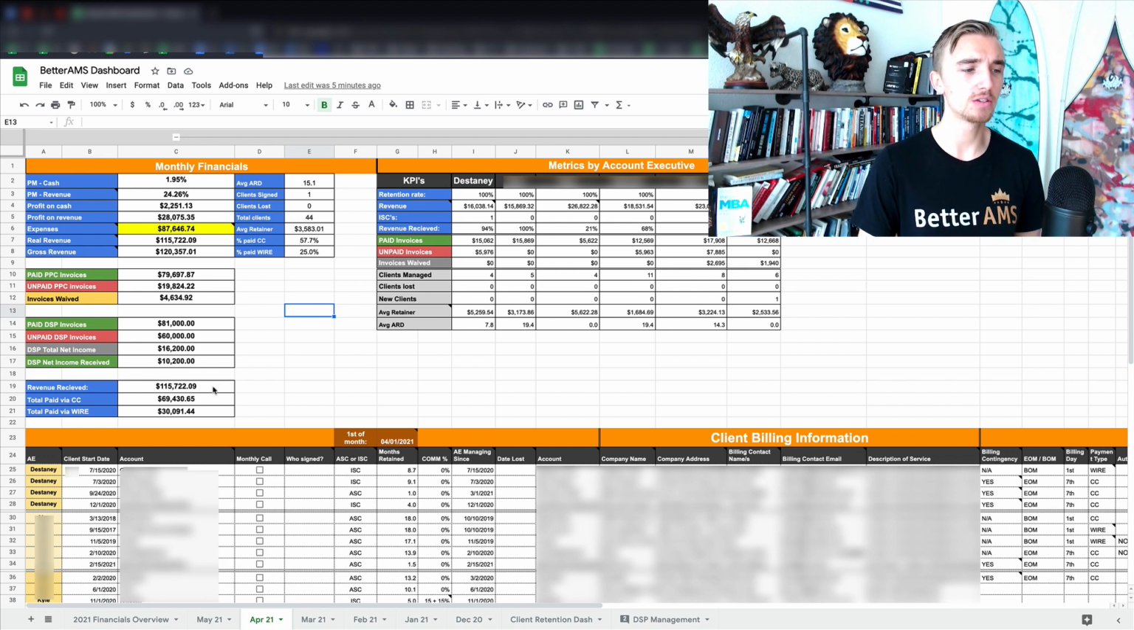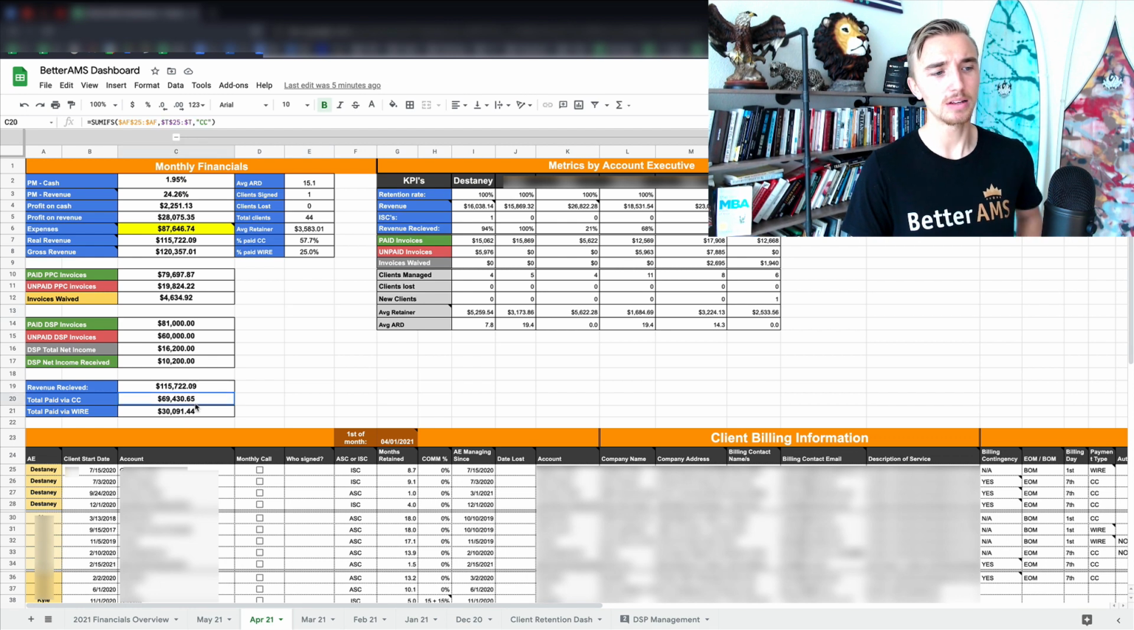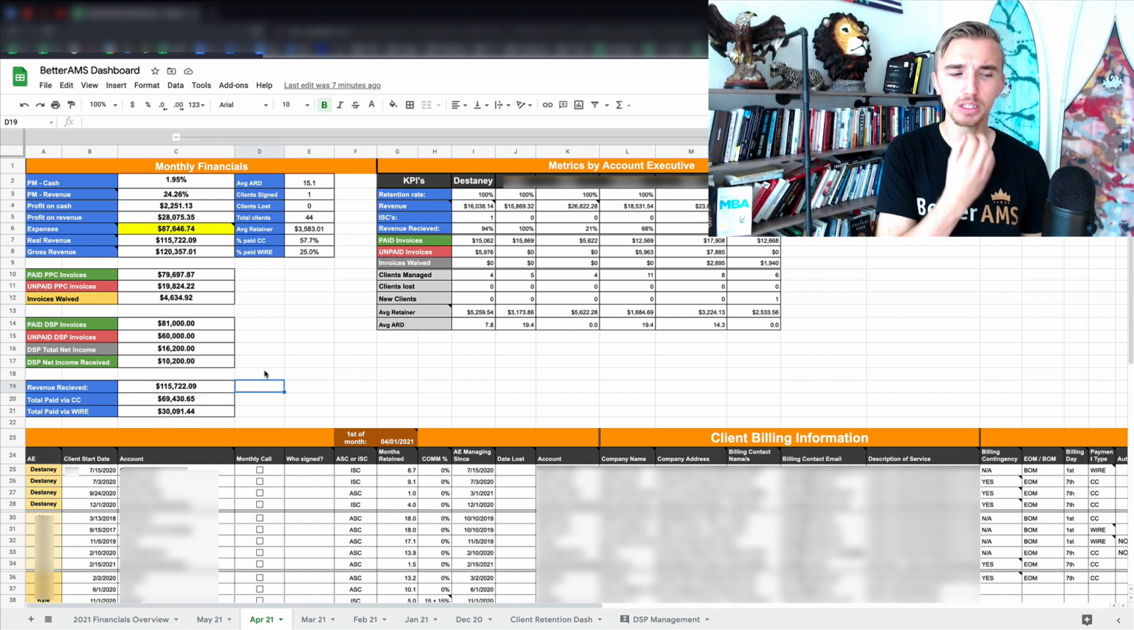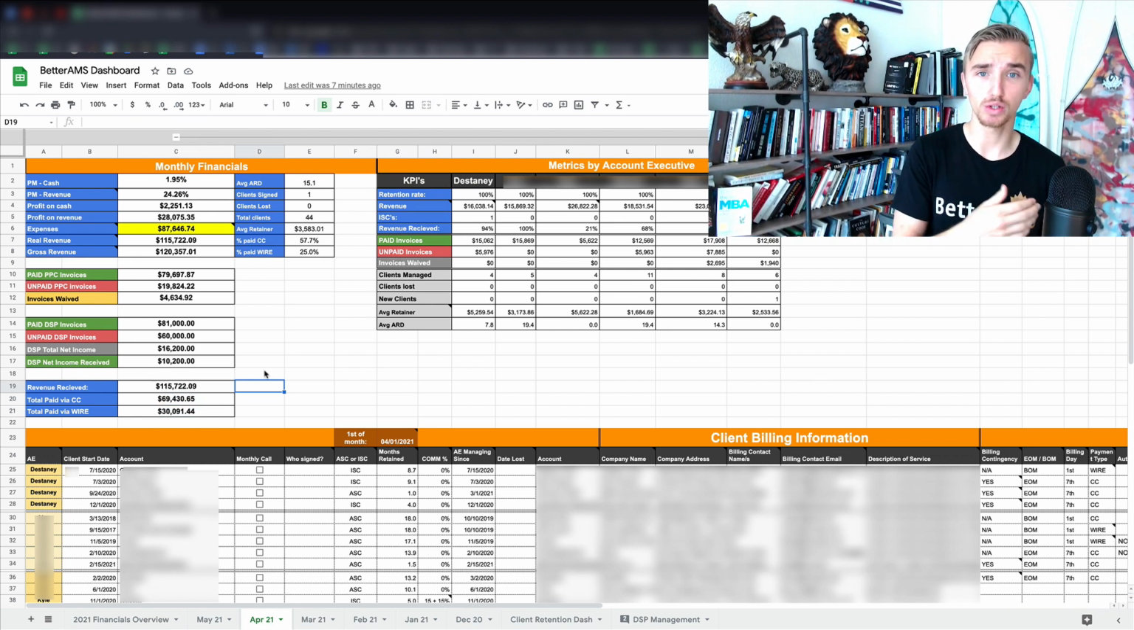Revenue received, total paid via CC versus wire. This isn't actually 100% accurate. We need to factor in the DSP, but that's all wire. So I like to see how much money we're receiving from wire transfers versus credit card. Some of you guys may have this. I don't know if this is an issue for you.